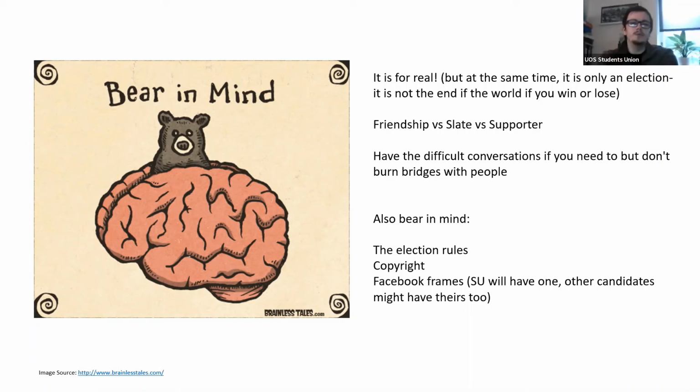On the election rules, you can find them all in the handbook on the candidate hub. We will be going through them in the candidate briefing. That's the boring one that you will have to attend, so we've tried to make the workshops a bit more interesting. But the candidate briefing will go through all the rules, so make sure you're all briefed on them.